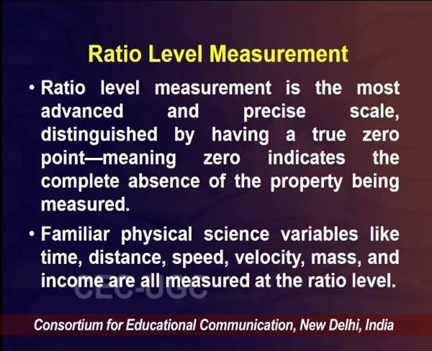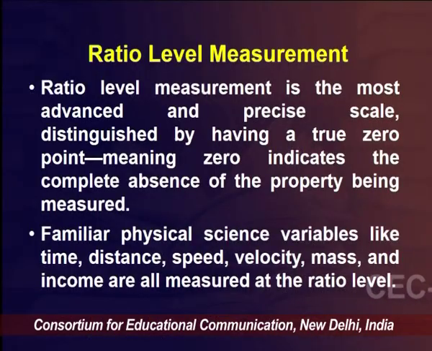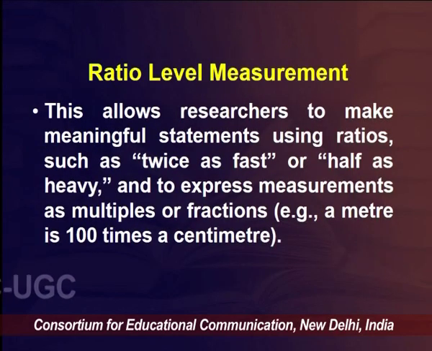difference between responses. Ratio level measurement is the fourth type of measurement, and this is the most advanced and precise scale, distinguished by having a true 0 point, meaning 0 indicates the complete absence of the property being measured. Familiar physical sciences variables like time, distance, speed, velocity, mass, and income are all measured at the ratio level.